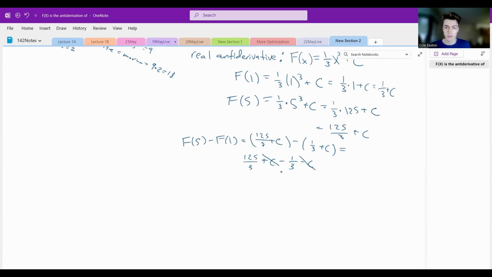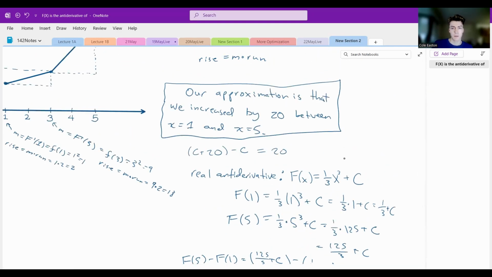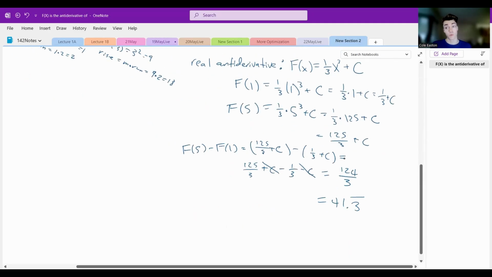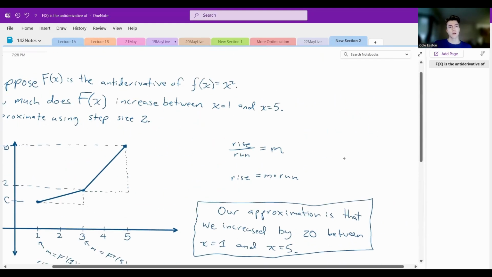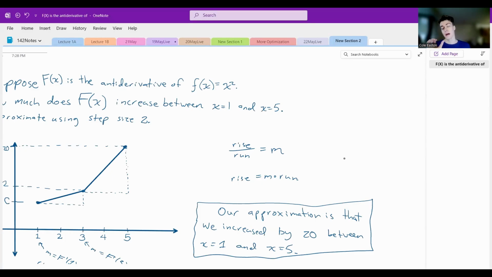And so then we can just subtract these constants, and we get 124 thirds, which is equal to 41.3 repeating. So that's the real answer, and our guess was 20. So this is really, really off. And why is it so off? Well, it's so off because we used this huge step size of 2. Remember that in our Desmos graph, we used a step size of 1/2, and then we saw that it was more accurate using a step size of 1/4, and we could keep shrinking it and making it better and better.